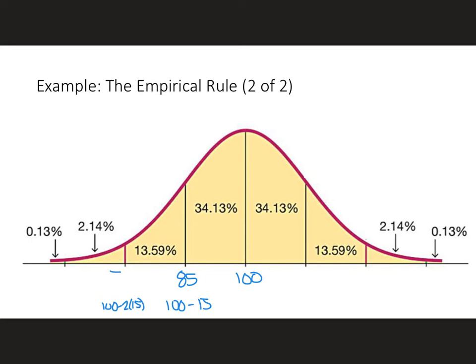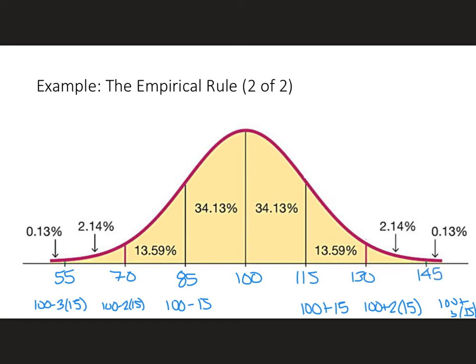Okay, and that's going to give you 70, and then we're going to do 100 minus 3 standard deviations, so 3 times 15, and this is going to give you 55. And then to go above the mean, you're going to be adding, so you'll do 100 plus the 1 standard deviation, 100 plus 2 standard deviations, and then of course 100 plus 3 standard deviations. So those numbers are going to be 115, 130, and 145.